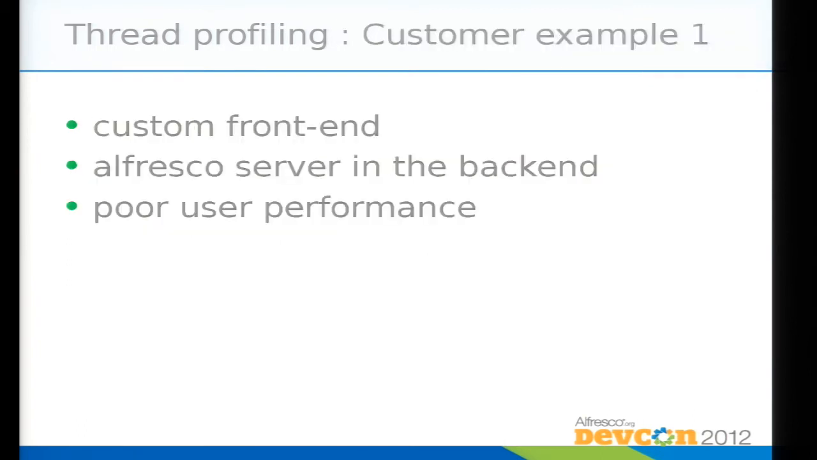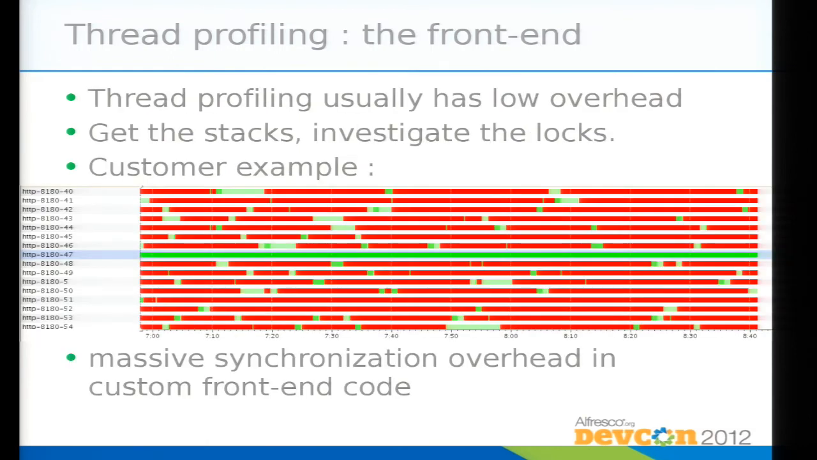So for that, we have an example. We have a customer who had a custom front end and then Alfresco on the back end, complaining about very poor user performance. So what we did is that we started by profiling the back end. Nothing much was happening. And then we decided to profile the front end, which is something that they never did. And this is what we saw. So obviously, that is not good.